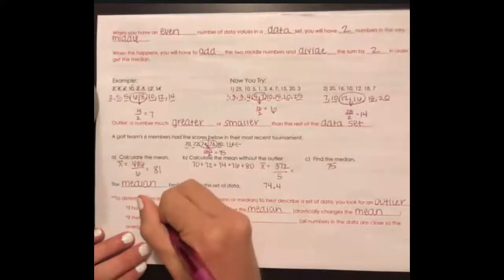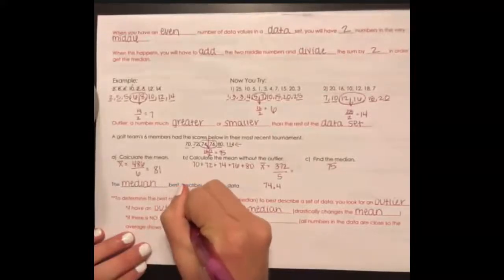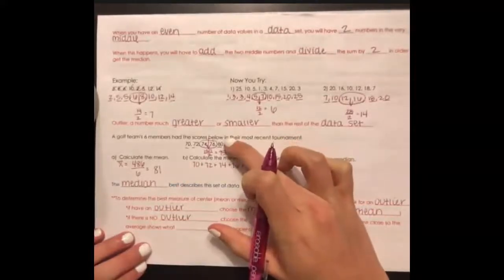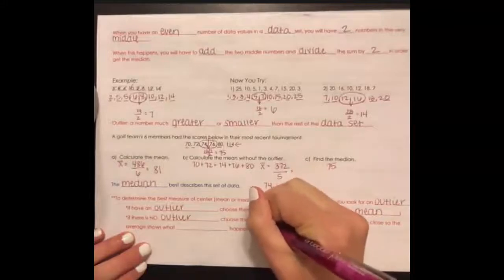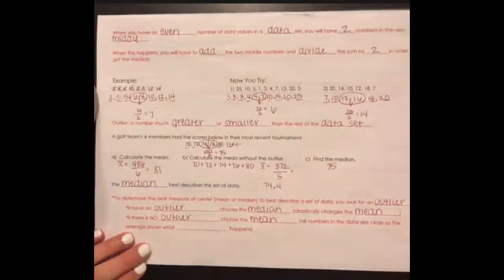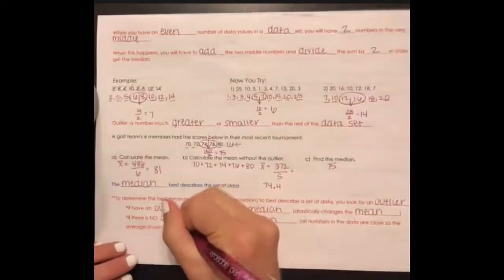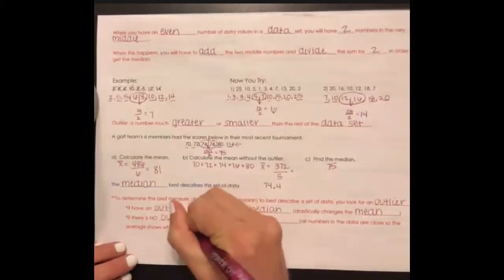If there is no outlier, so let's pretend 114 had not been here, then we would have wanted to choose the mean, because all the numbers in the data are so close that the average really shows what would normally happen.